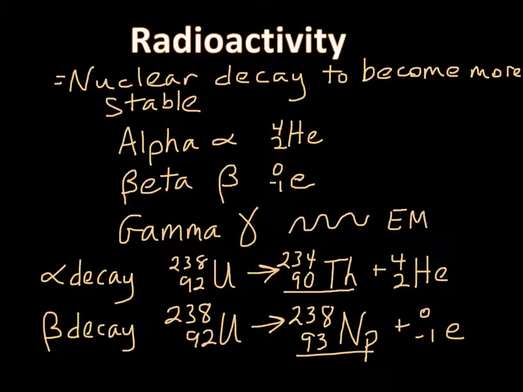Notice that these numbers, 90 and 92, add together, and the numbers 234 and 4 add together to make 238. Likewise, in the beta decay, 238 plus 0 is 238, and 93 plus a -1 is 92.